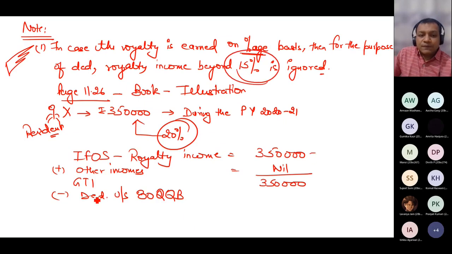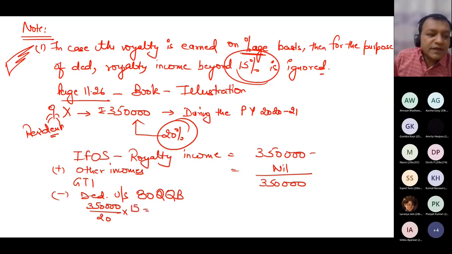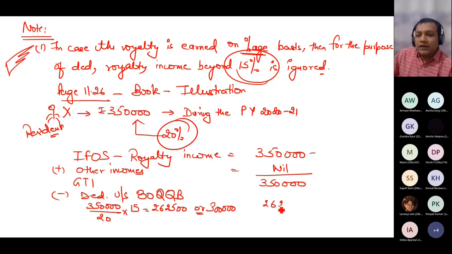Now this 3,50,000 is the value when I got 20%. For the purpose of deduction, I should take only maximum 15%. So 350 is the income which I earned when I received 20. Had the percentage been 15, how much would I have earned? Divided by 20 into 15, I would have earned 2,62,500. This or 3 lakh, whichever is less. So 2,62,500 is the lesser amount between these two, and the taxable income now will be 87,500.